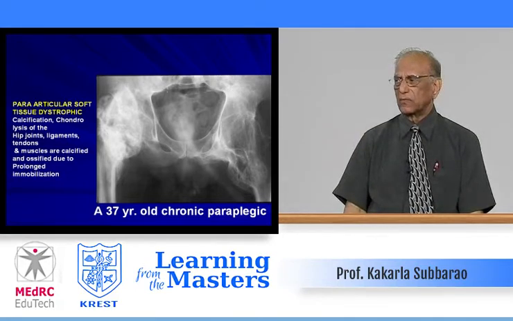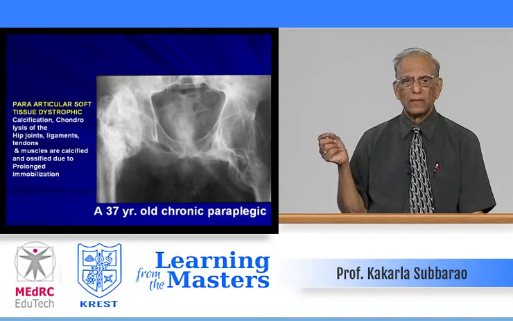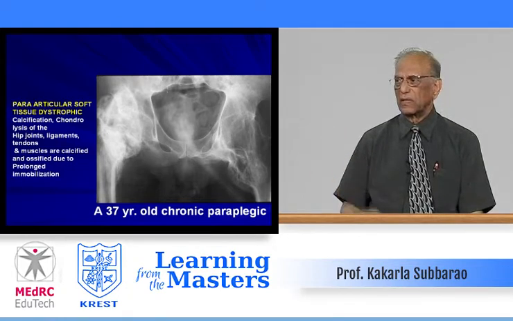And calcification, chondrolysis of the hip joints. Why? It is marked thinning of the hip cartilage, articular cartilage at the hip joint. So there is atrophy of the cartilage. That's why you call it chondrolysis. Because in immobilization you can get chondrolysis.